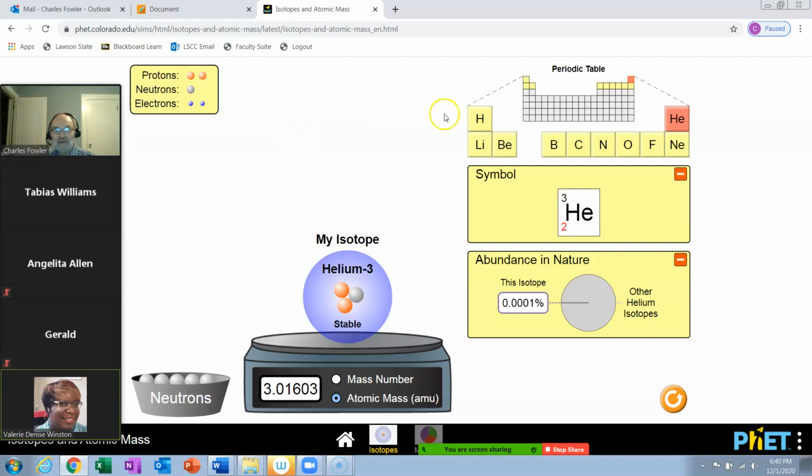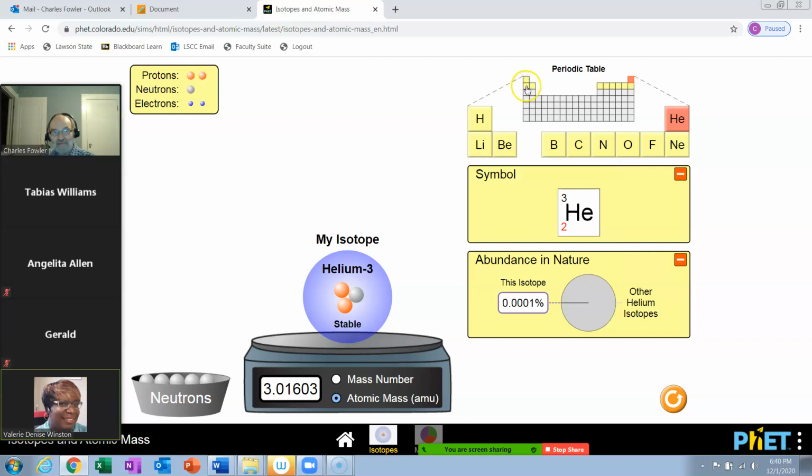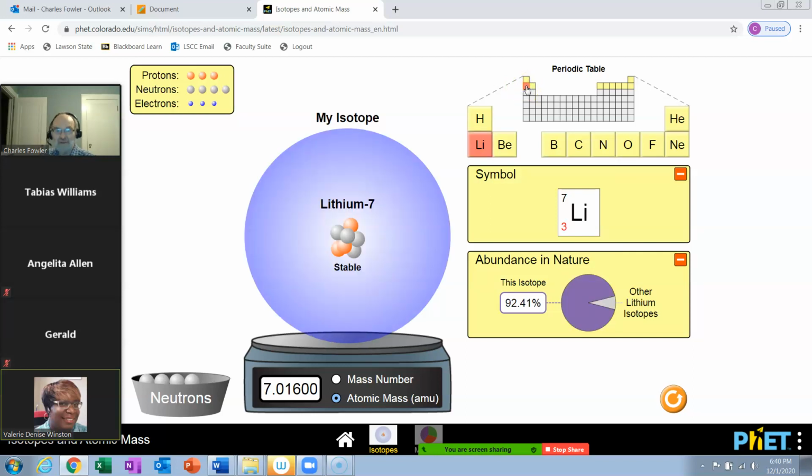Okay? So we're through with helium. Let's go to lithium. There's lithium right there. Click on lithium. There it goes. Okay. Now, number of protons? 3. You're absolutely right. Number of neutrons? 4. Excellent. And this is lithium 7, by the way. Number of electrons? 3. Perfect. Is it stable? Yes.